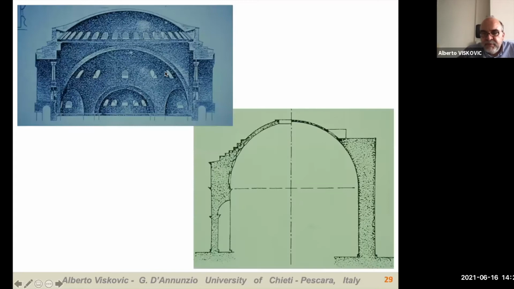So if we compare the section of the Pantheon with the diagonal section of the Hagia Sophia, which along the diagonal has a diameter of 43 meters, we can see that this very thin vault may very easily invert its curvature if there is a movement of the pillar, which is a very stiff element. So a little movement of this pillar can cause the loss of the curvature of this vault. And in fact, this first vault of Hagia Sophia collapsed 21 years after the first building under Giustiniano.